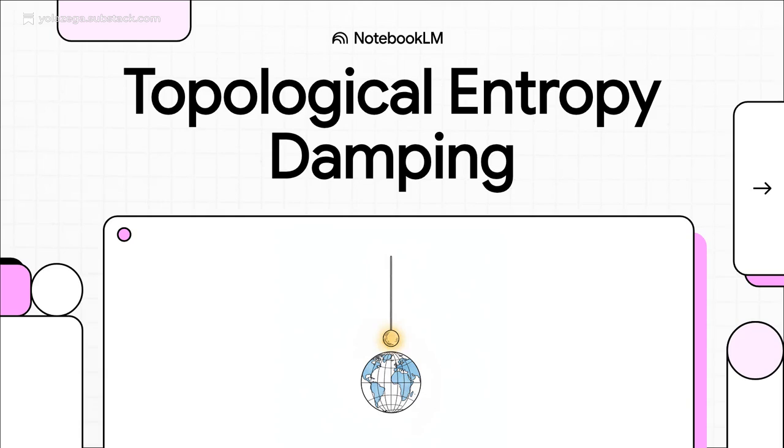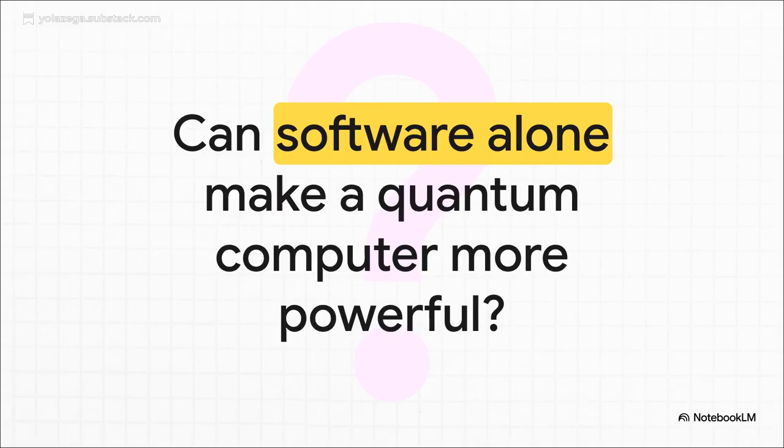All right, let's talk about topological entropy damping. It sounds complex, I know, but it's basically a whole new rulebook for how we can control quantum computers. So here's a big question in quantum computing. Can you actually make a quantum computer more powerful just with software, without having to build brand new, expensive hardware? Can a smart piece of code just tame the chaos inside a quantum processor?